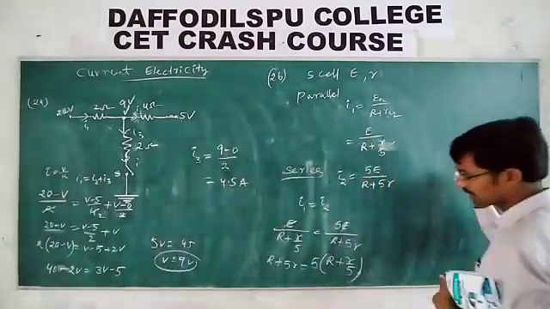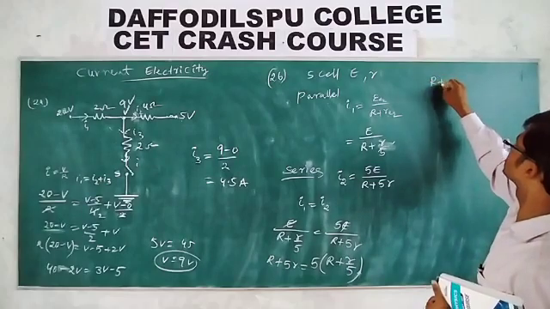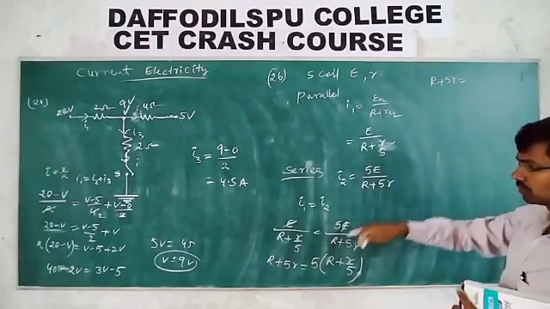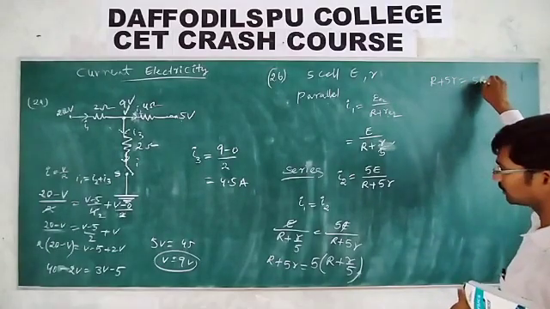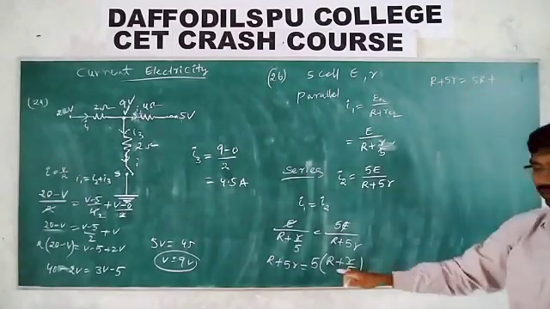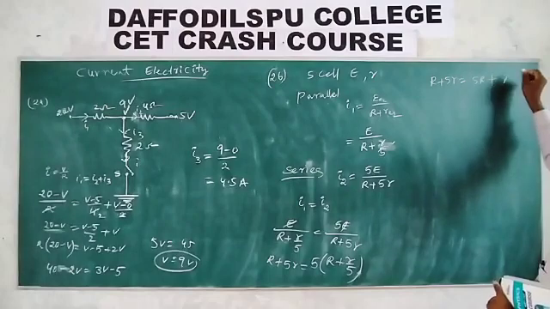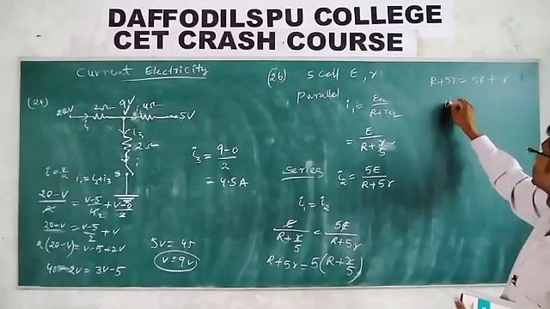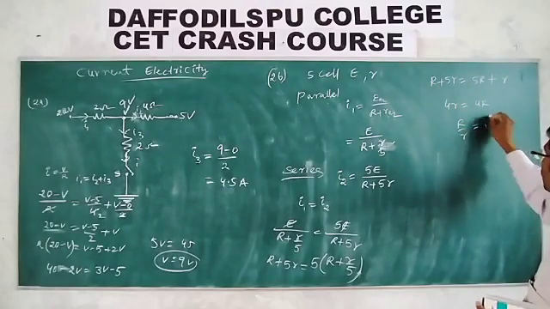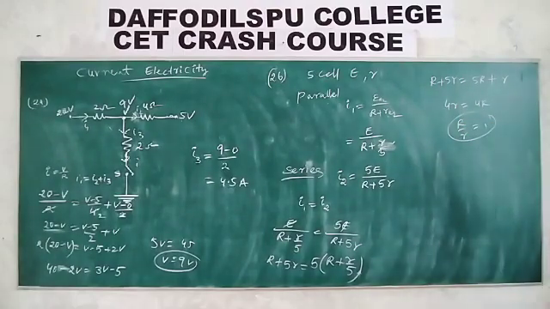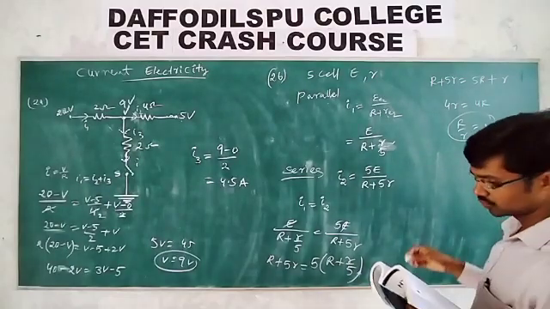Now what is on the right here? R plus 5r is equal to 5 into capital R plus 5 into r by 5. The 5 cancels. Bring this r to this side: 4r is equal to 4 capital R, and R by r is equal to what? 1. First option.